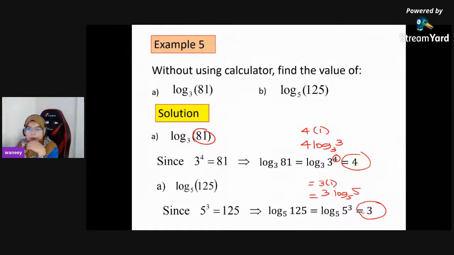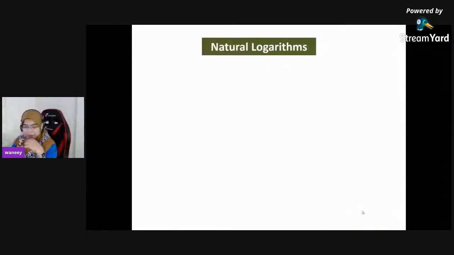So that is how we simplify. So next. Okay, so now the reading part.